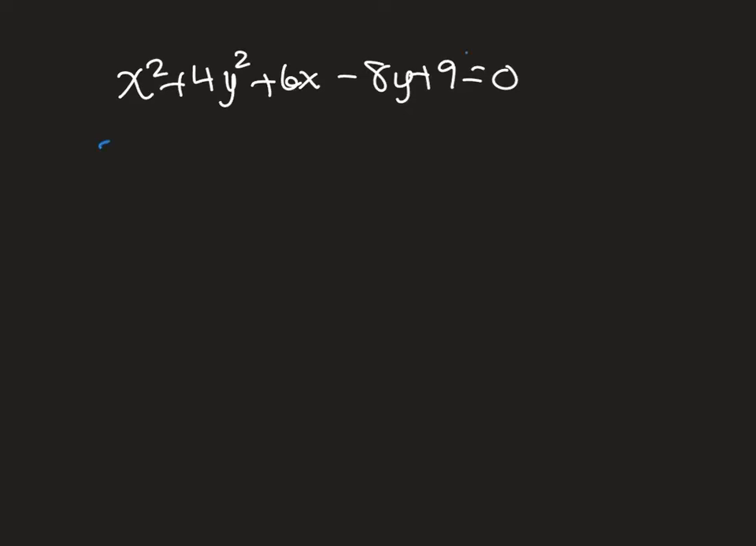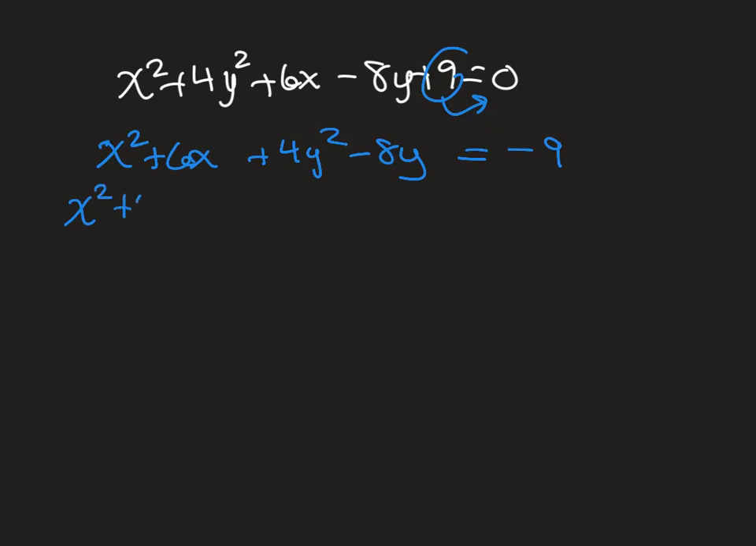So the first thing we need to do is move this constant term over. So we're going to have x squared, and I'm going to put my stuff together: plus my 6x, plus my 4y squared, minus my 8y, equals a negative 9 that I've moved to the other side. I'm going to complete the square for my x stuff. X squared plus 6x plus a blank. For the y stuff, you have to be careful. You have to pull out a 4. So plus 4 times (y squared minus 2y plus blank), equals negative 9.